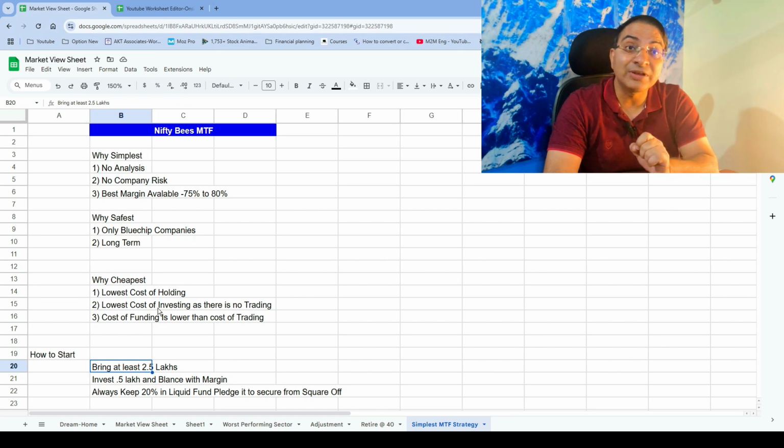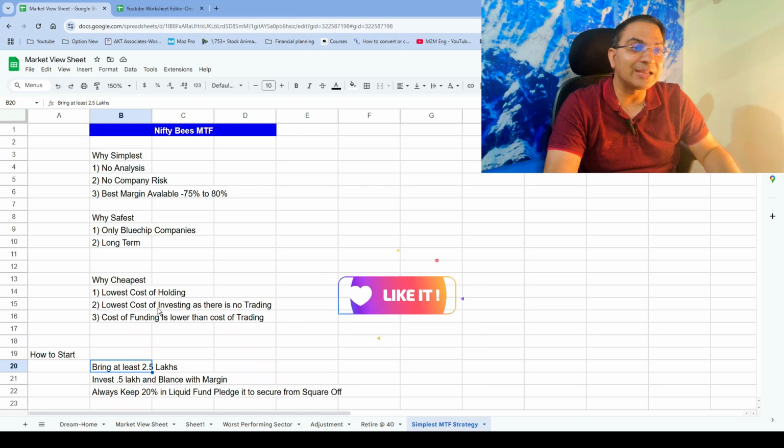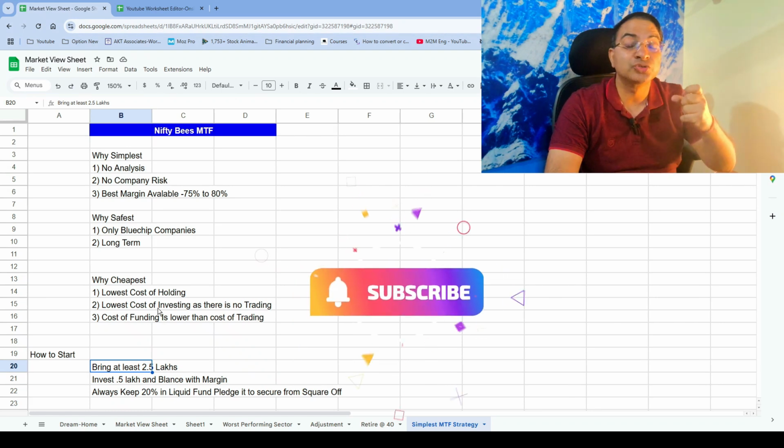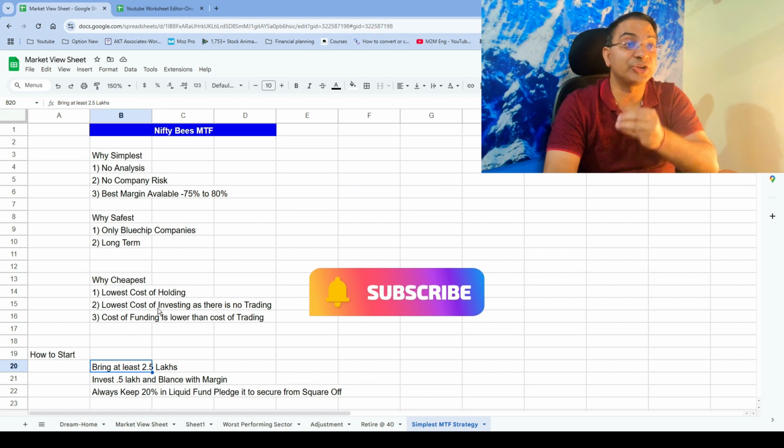As I told you in the last video, invest 50,000 every month. Take 1.5 lakh rupees of leverage. So every month you will start investing 2 lakh rupees, and spread your investment over 5 months so that you can get the best average rate.